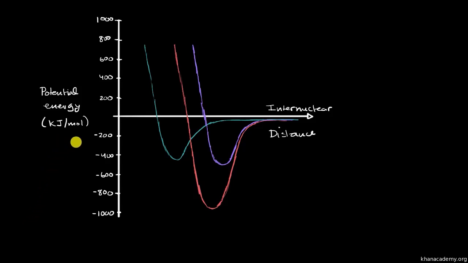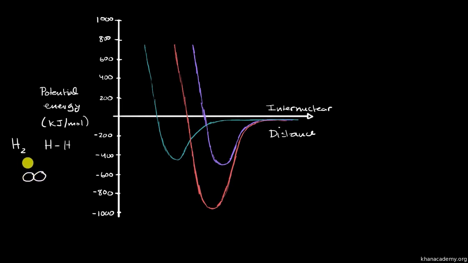In a previous video, we began to think about potential energy as a function of internuclear distance for diatomic molecules. What do I mean by diatomic molecules? Well, we looked at molecular hydrogen, or H2, which is just two hydrogens covalently bonded to each other, and at standard temperature and pressure, the distance between the two nuclei would be based on where there is the lowest potential energy.